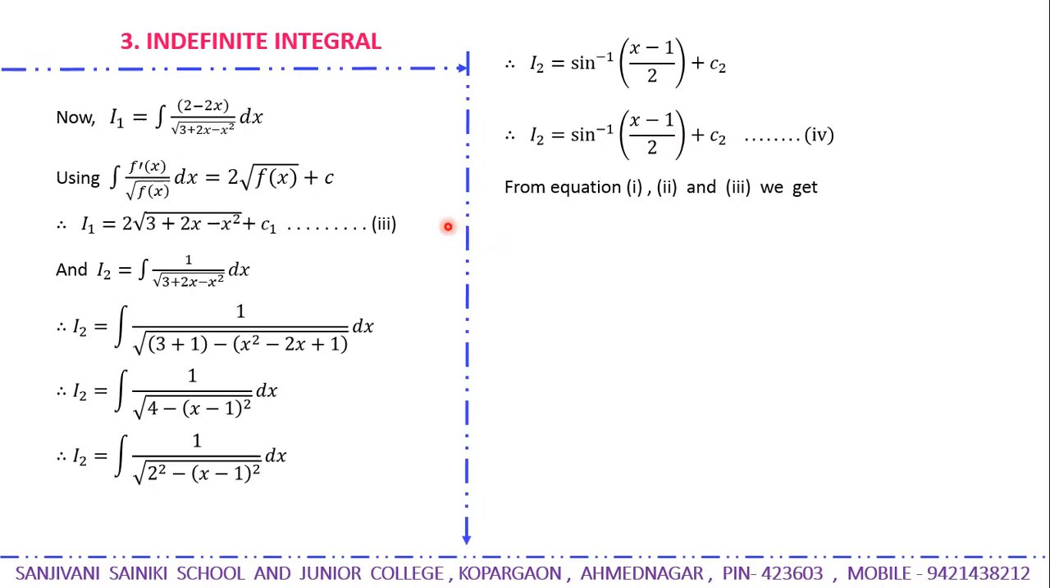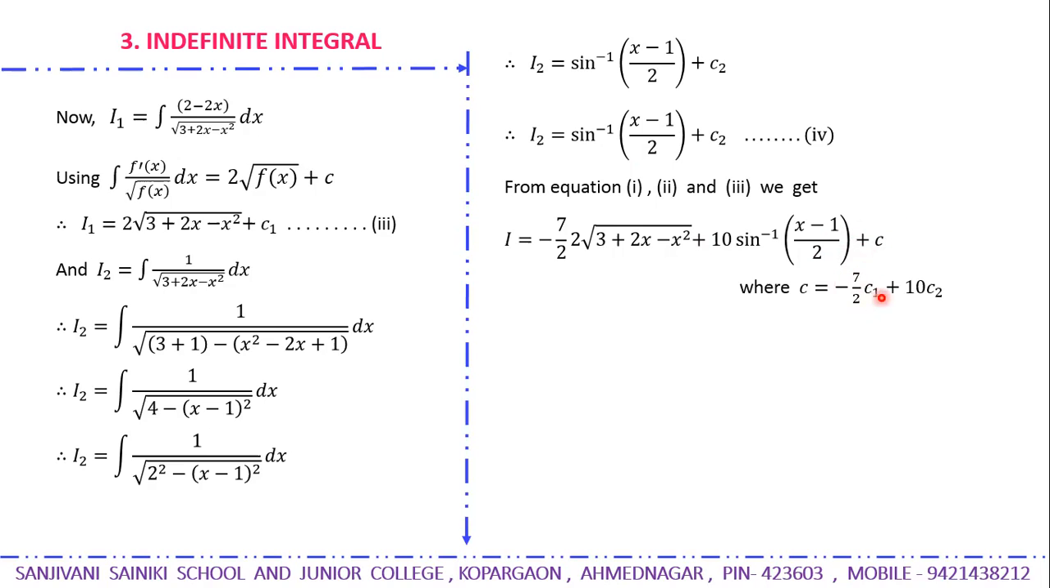So from equations 1, 2, 3 and 4, we can write -7/2 times 2 root (3 + 2x - x²) plus 10 times sine inverse of (x - 1)/2 + c, where this c is -7/2 c1 + 10 c2. Because whenever we add these integrals, the first integral contains c1 and the second contains c2, and we are multiplying the integrals by -7/2 and 10. So this is the final answer: -7 root (3 + 2x - x²) + 10 sine inverse of (x - 1)/2 + c.